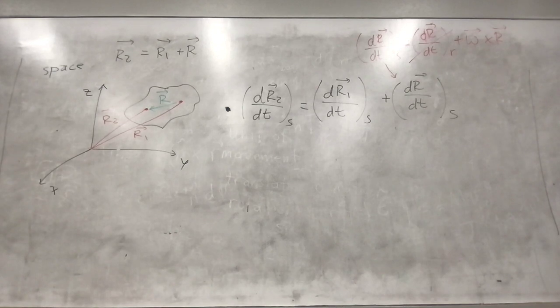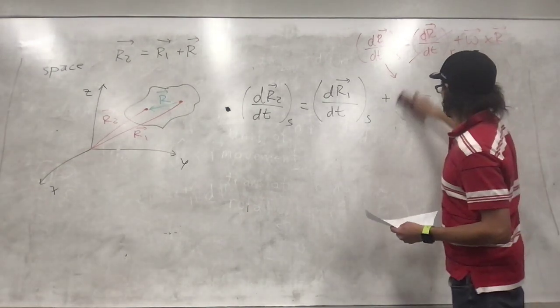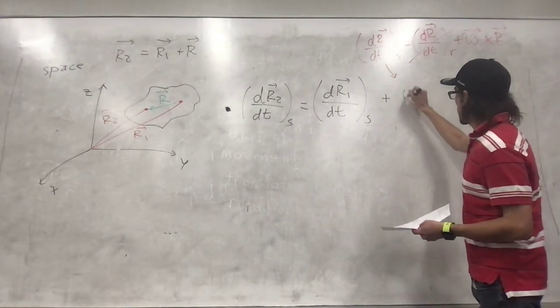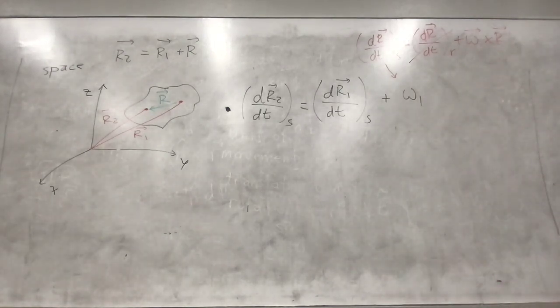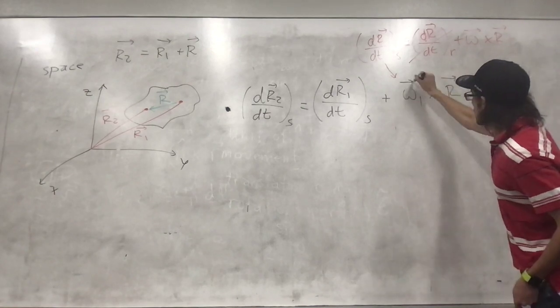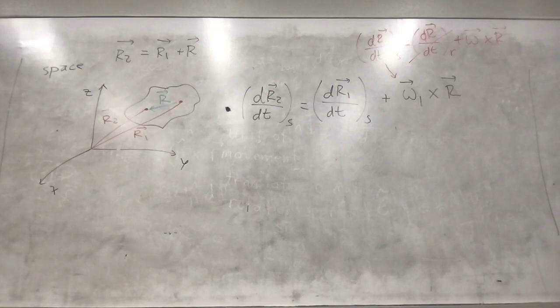And so dr dt in space coordinates is just the angular velocity cross R. So I'm going to put it in there. And I'm going to call this one omega 1, because I'm going to do this again. So omega 1 cross R. All right, cool.